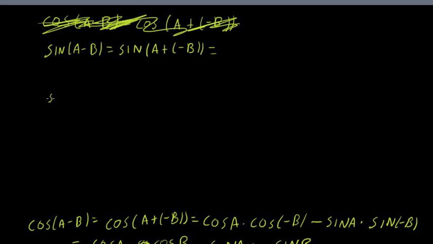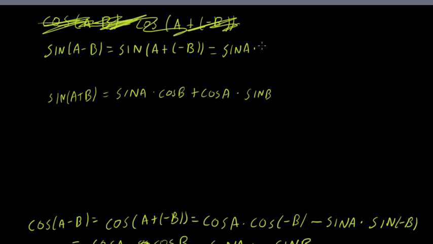So here underneath I'm just going to write the sine of A plus B is the sine of A times the cosine of B plus the cosine of A times the sine of B. So when we're looking at the sine of A minus B, that's the sine of A plus negative B. So wherever we have B in this expression, we can just plug in negative B. So this is sine of A times the cosine of negative B plus the cosine of A times the sine of negative B.